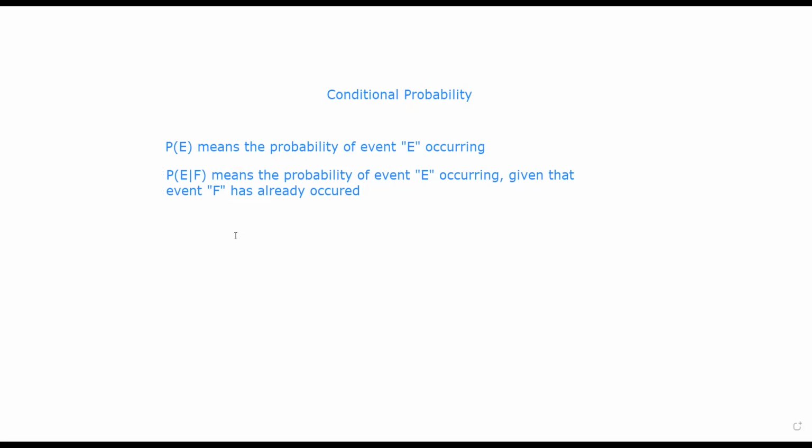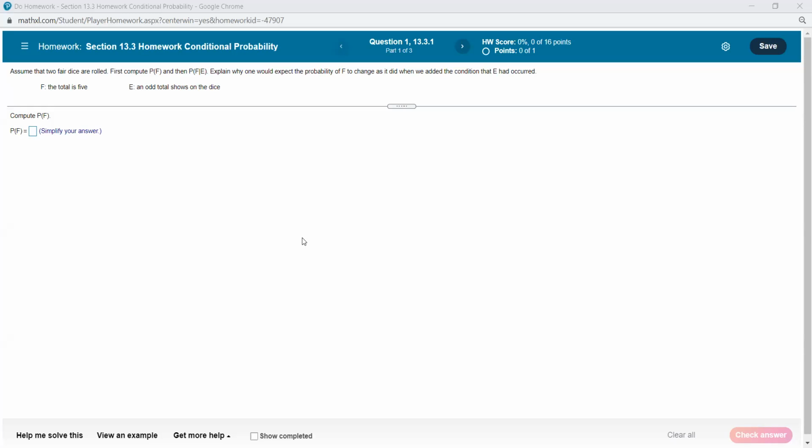So let's take a look at some examples and see where we're going with this. Assume that 2 fair dice are rolled. Now, all they mean by fair dice is that it's just as likely to land on any one face. It's not a weighted die, you know, the cheating kind. So we've got 2 dice we're going to roll, and we want to compute first P of F and then P of F given E. Explain why the probability of F might change as it did when we added the condition that E had occurred.